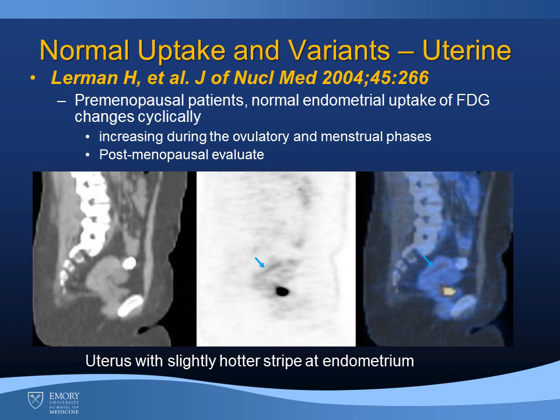Now, as far as the uterus, general rule of thumb, in premenopausal patients, there is normal endometrial uptake of FDG. It changes cyclically. It can increase during the ovulatory and menstrual phases. But if one sees uterine activity postmenopausal, this should be further evaluated. Here we see a uterus with a slightly hotter stripe at the endometrium.